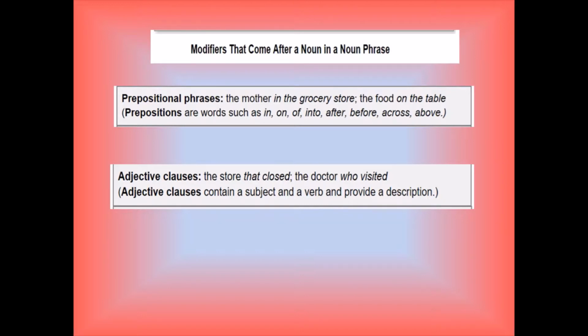Here are several examples. The store that closed. Our adjective clause is that closed, and our verb here is closed. Next one, the doctor who visited. Our verb in this phrase is visited. And remember, we also have a subject, which is who.